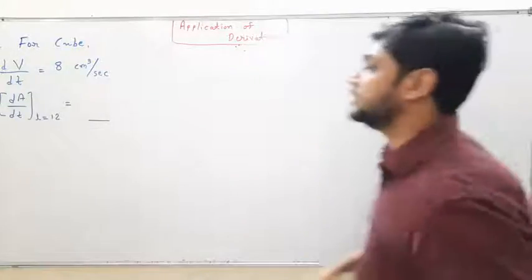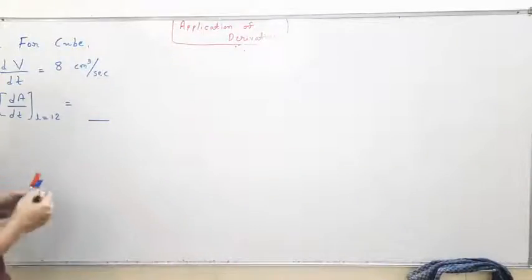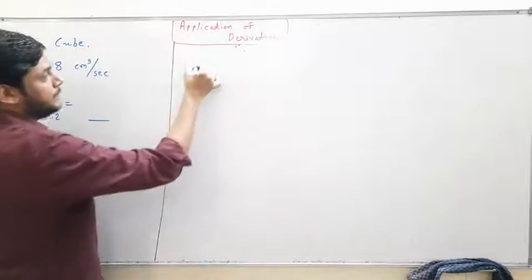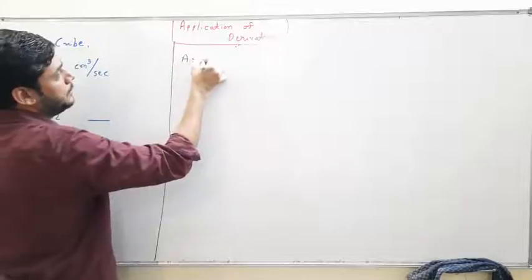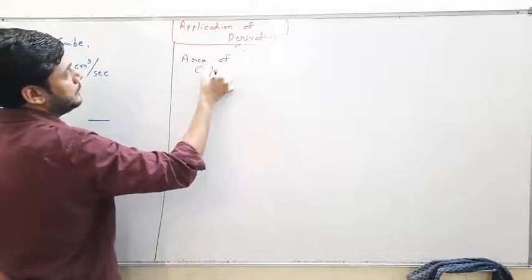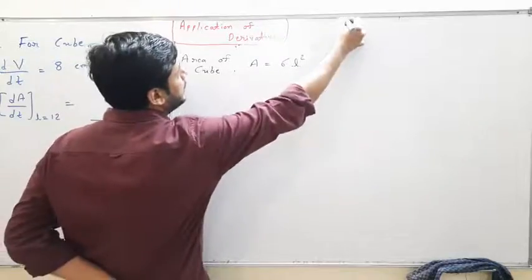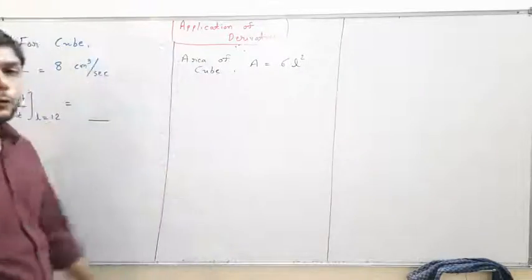So first, we are given dV by dt. Now, what is the area of a cube? So the area of a cube is A equals 6L square. Area of cube is 6L square.